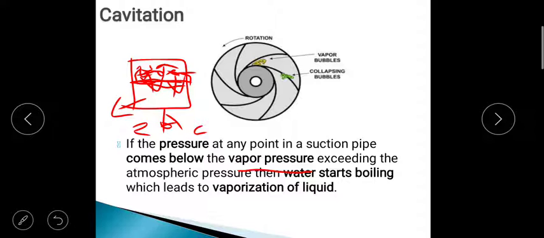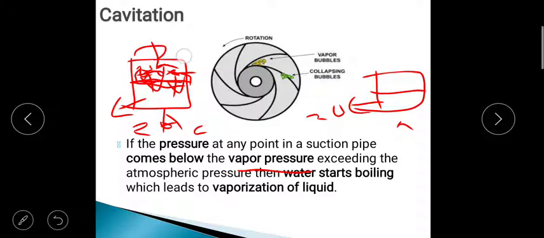So now how is this related to cavitation? If I draw one more diagram of the same 20 degrees Celsius water, and there is vapor and it has been heated up, and we consider this to be P1 pressure and this to be P2 pressure, what happens is, if this P2 pressure is less than this P1 pressure, it means that P2 is less than P1.